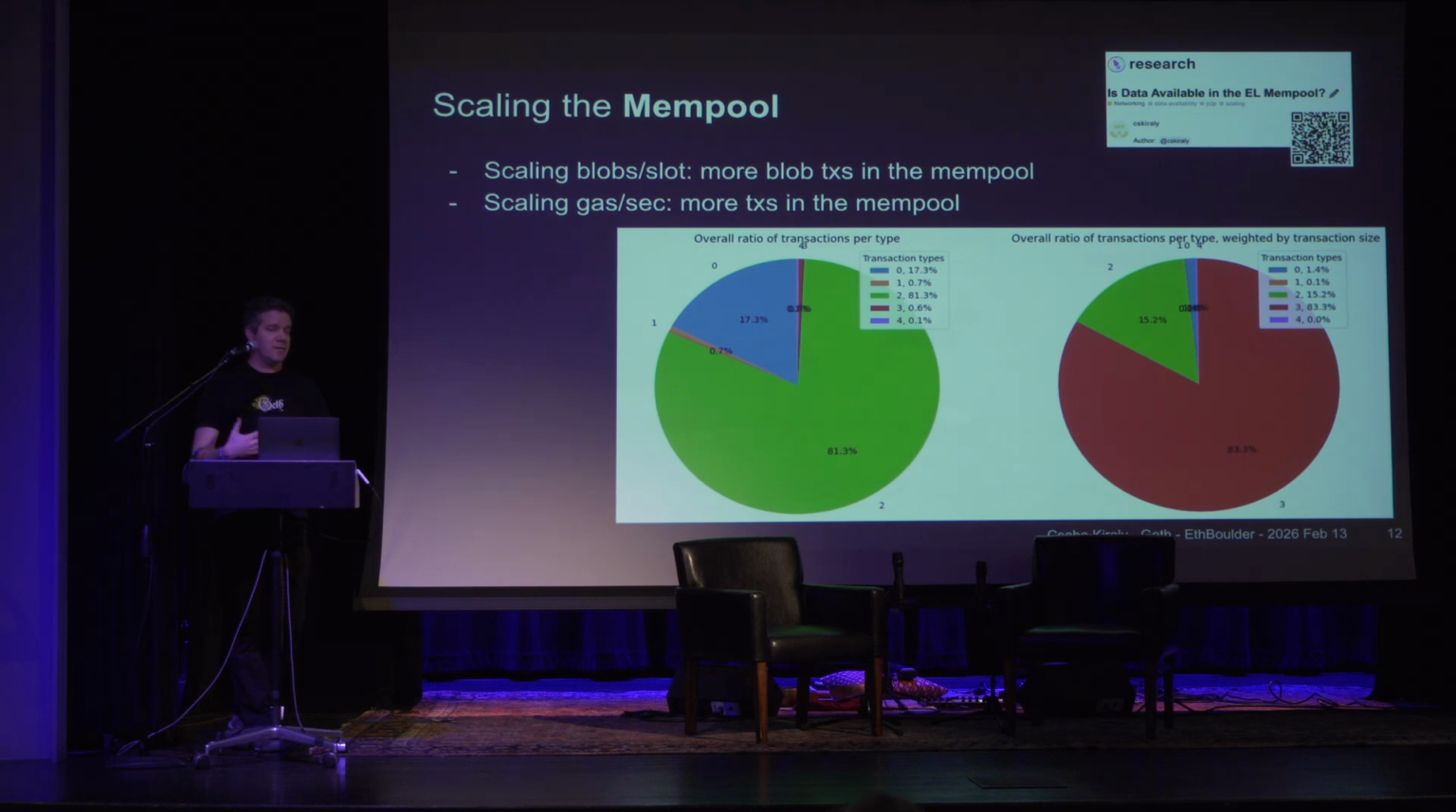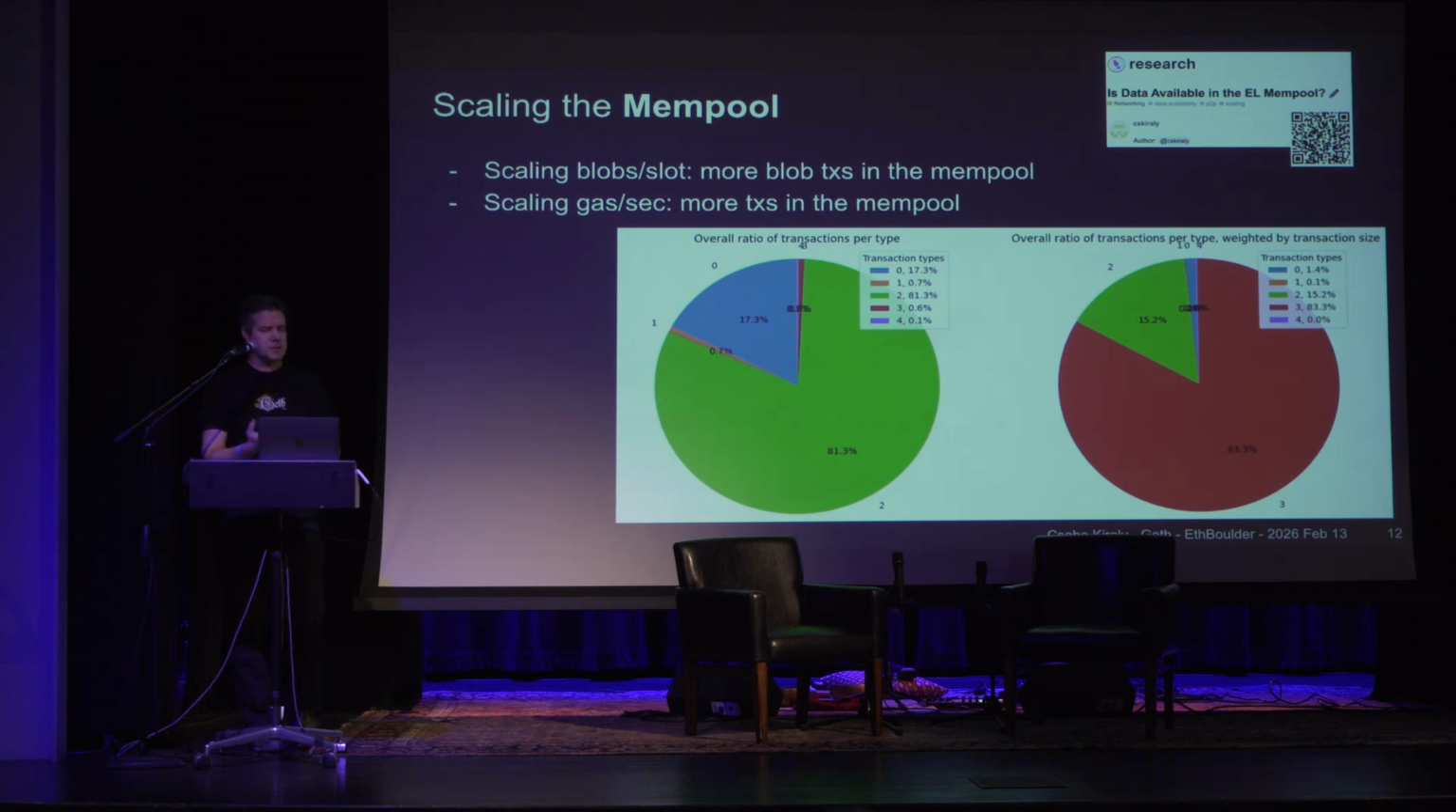Unfortunately, if we want to have more blobs per slot, we need to send these blob transactions to the mempool, and we have to send more. If we double the capacity, then we have to send twice as much. And the same happens with gas per second. So when we are scaling execution, it's nice that we are now at 60, but it also means we need more transactions. These transactions have to arrive to the mempool, then have to be distributed, and then have to be put into blocks. So everything has to scale.